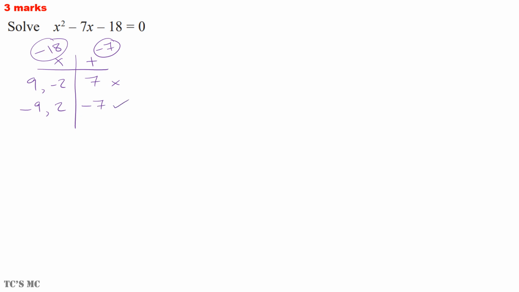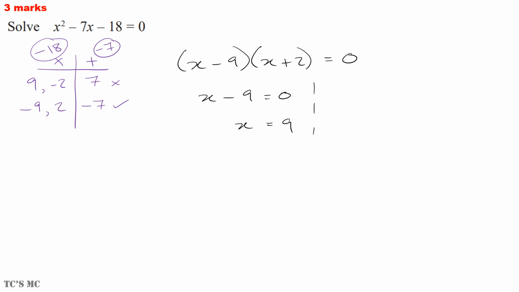So now I can rewrite this equation as x subtract 9 in brackets and then x add 2 in brackets equals 0. Now we have 1 mark. To solve this, we need to say x subtract 9 equals 0, which means x must equal 9, and that is our second mark. Now do the same for the second bracket. X add 2 equals 0, which means x must equal negative 2, and that is our third mark.